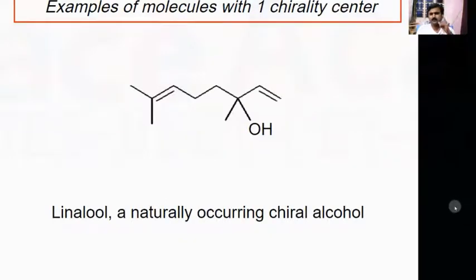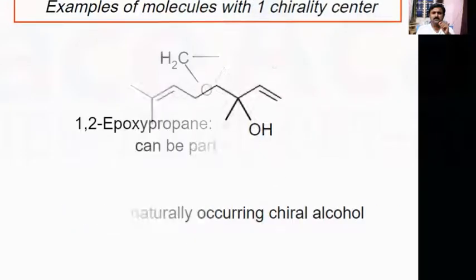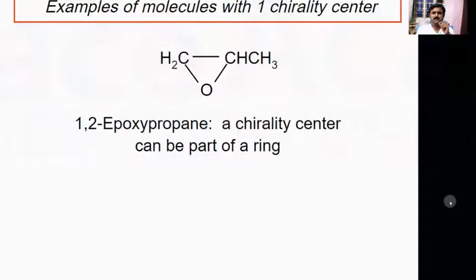One more example of a molecule with one chirality center is linalool, a naturally occurring chiral alcohol. Another example with one chirality center is 1,2-epoxypropane, an epoxide. A chirality center can be part of a ring. See, the chirality center is part of a ring here. Around the carbon we have oxygen, another carbon, and the ring carbon is also there.